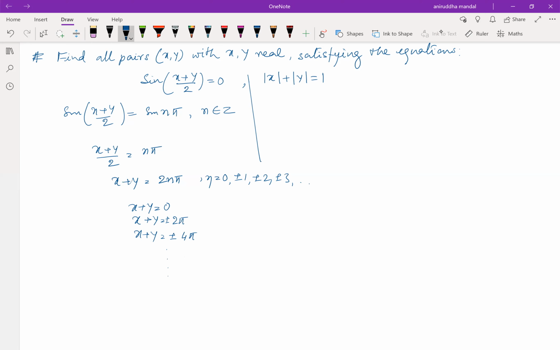If we open this mod, we have x + y = 1, where x is greater than 0 and y is greater than 0. Similarly, if x is less than 0 and y is greater than 0, we have minus x plus y equal to 1. Similarly, x minus y equal to 1, and the last is x + y equal to minus 1, when both x and y are less than 0.